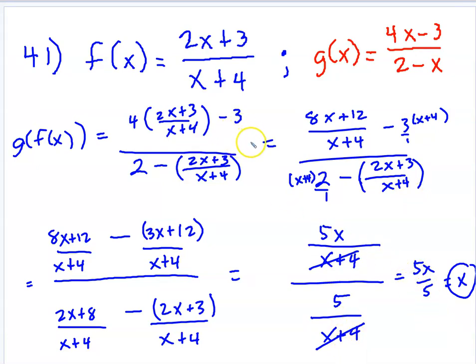And now we do have a couple of restrictions for the f function. The x cannot be -4. And for the g function, x cannot be 2. So those are the two restrictions on our domain. One restriction each. All right.